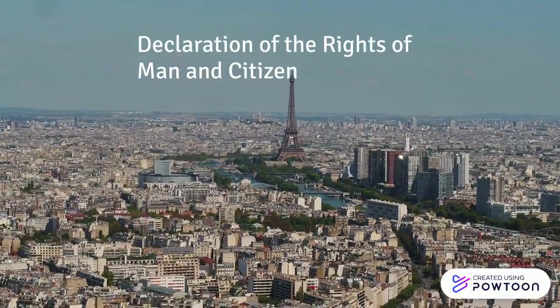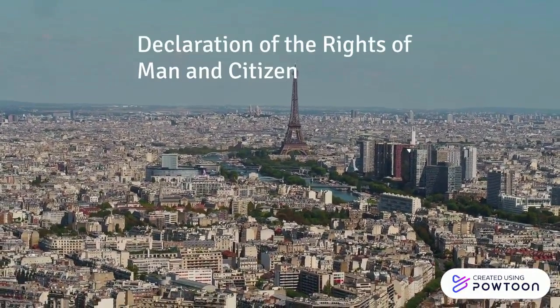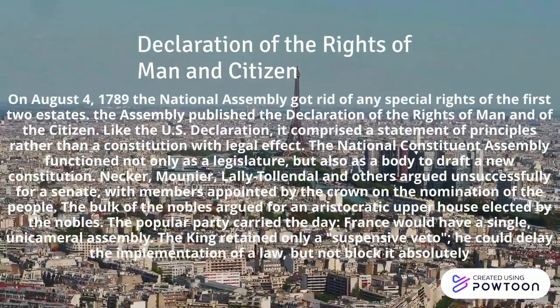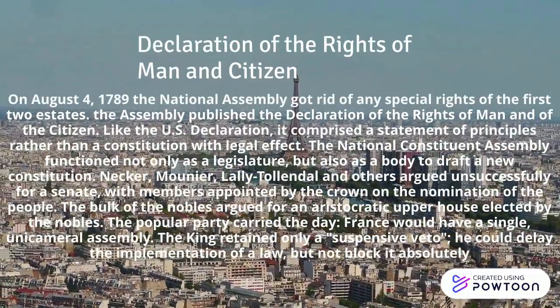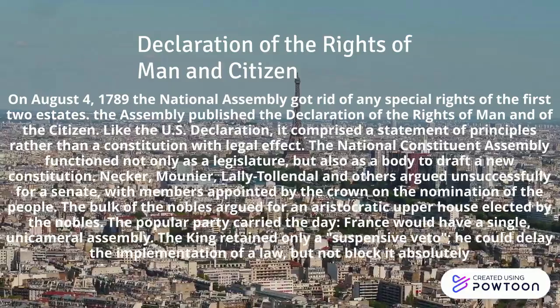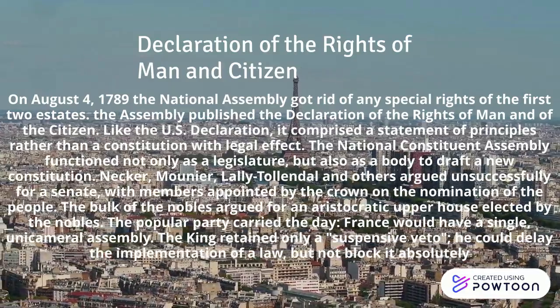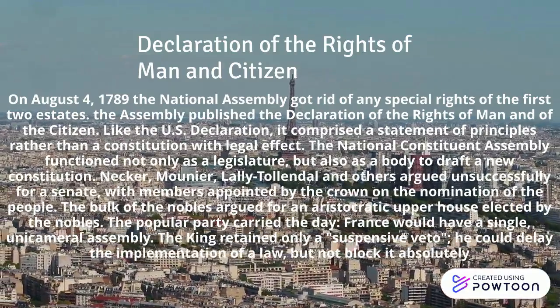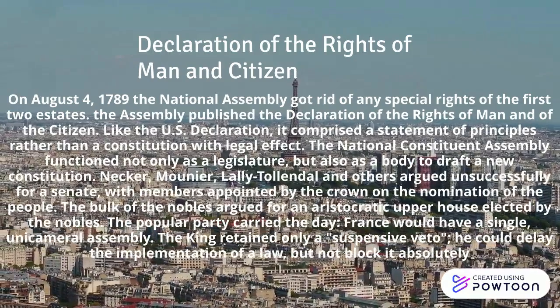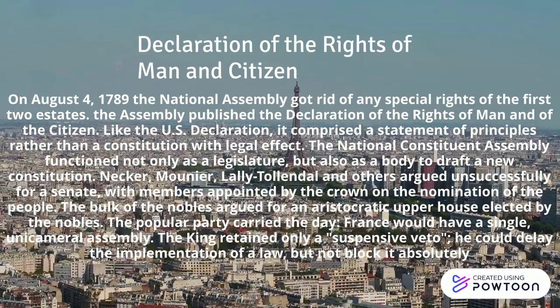The Declaration of the Rights of the Man and Citizen was the French version of the U.S. Declaration of Independence. It was comprised of a statement of principles, and it functioned not only as a legislature but as a body to draft a new constitution. Some people argued for a Senate with members appointed by the crown on the nomination of the people, but nobles argued for an aristocratic upper house elected by the nobles. But the Popular Party said that France would have a single unicameral assembly.